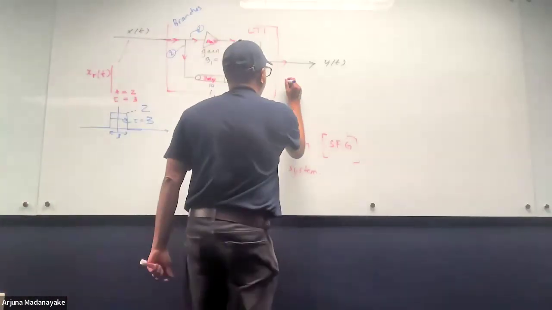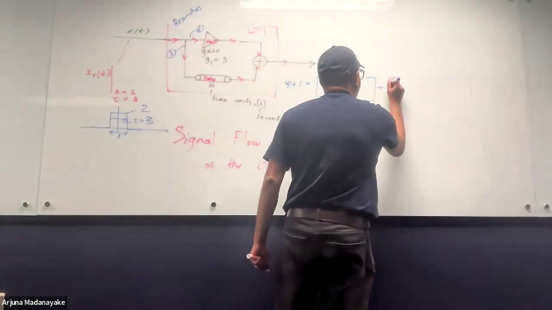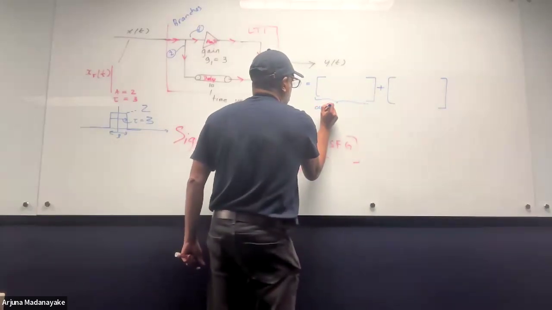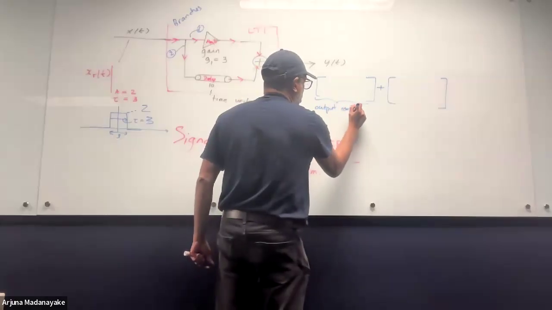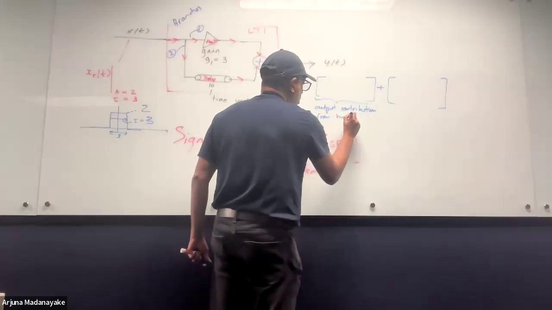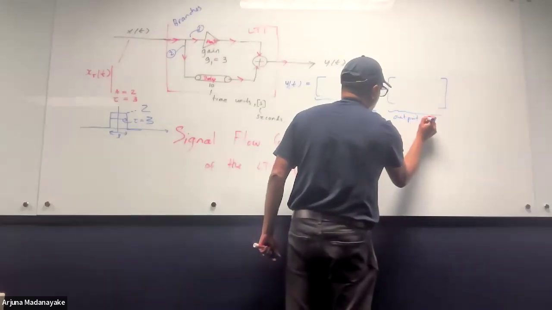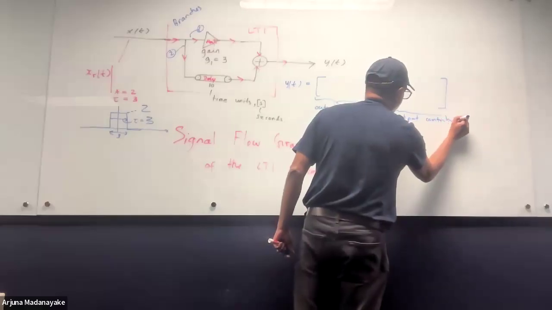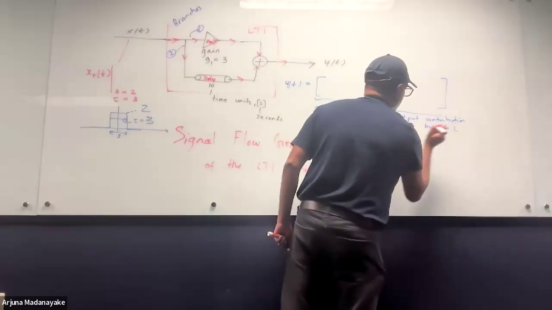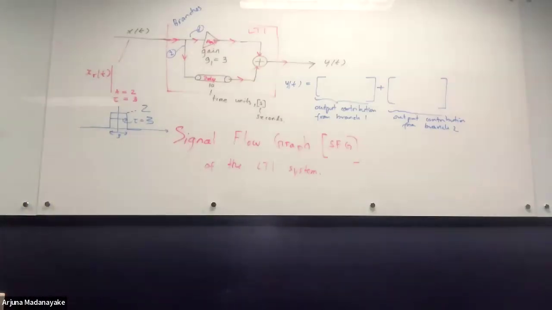So my output, Y of t, is equal to something from branch 1 plus something else from branch 2. So this is the output contribution from branch 1. This is the output contribution from branch 2. Got it? So easy peasy.